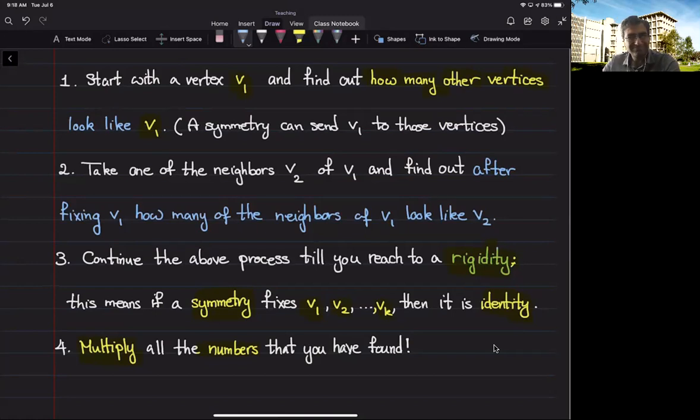Okay, so we'll continue and examine group homomorphisms and subgroups in the next video.